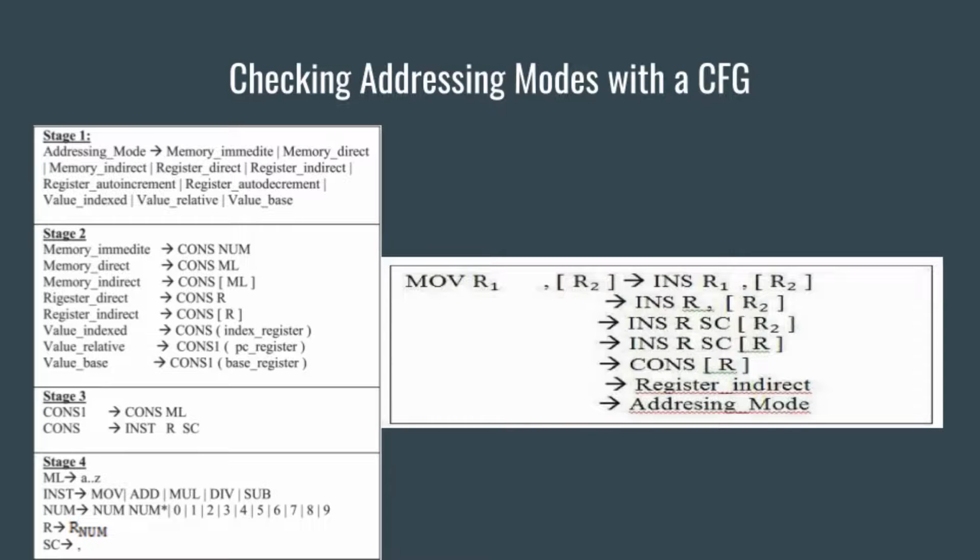On the left, you can see a worked out example showing how to get from an instruction to the corresponding addressing mode type. First, notice how MOV is replaced with inst. Next, the comma is replaced by SC and the specific registers are replaced with R. Moving to stage 3, we replace inst R SC with const. Finally, we map const R with the register direct addressing mode.